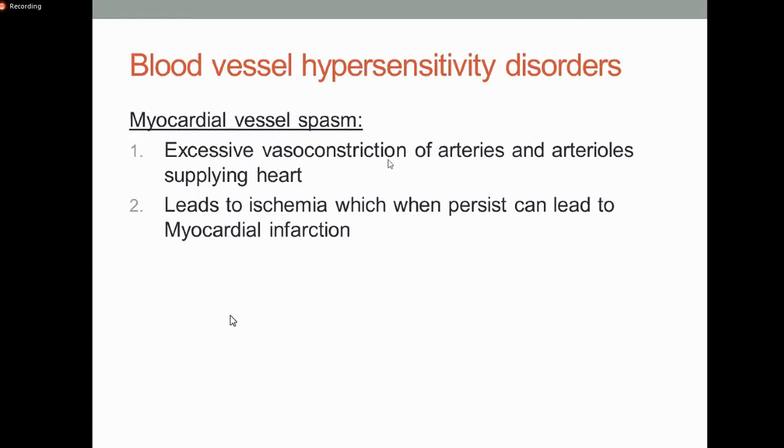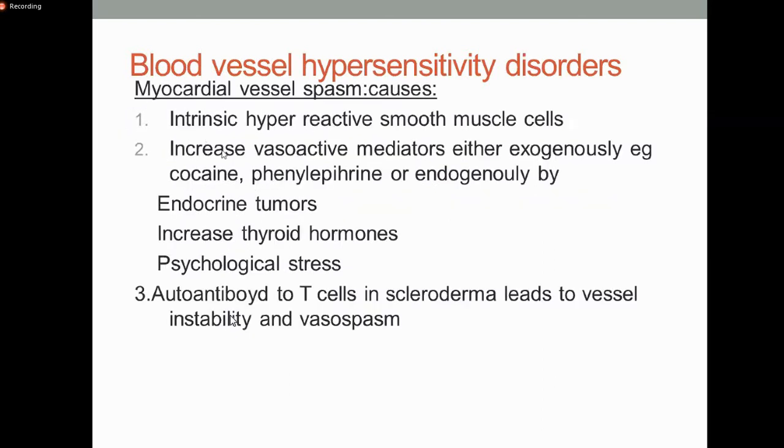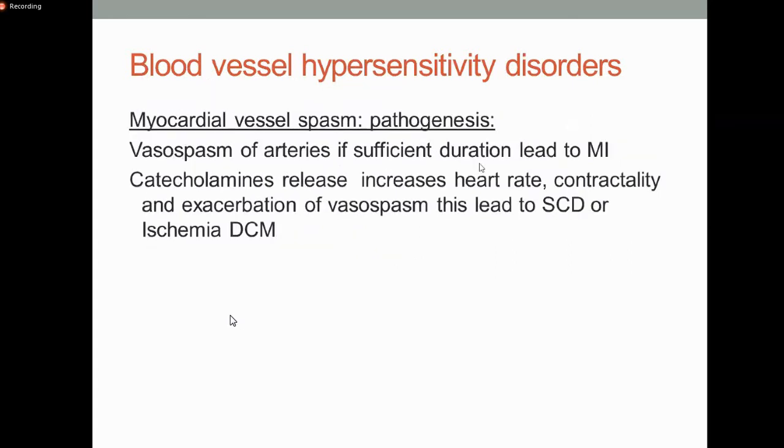Myocardial vasospasm can be seen in cases of arterioles supplying the heart. This is not a type of vasculitis, but it's a hypersensitivity phenomenon that can lead to myocardial infarction. Causes can be intrinsic hyperactive smooth muscle, or increased vasoactive mediators from cocaine in drug abusers, phenylephrine, tumors, autoantibodies, and scleroderma, for example. Vasospasm of arteries, if sufficient, can lead to MI. So this is serious, and sufficient spasm can lead to sudden cardiac death or ischemic dilated cardiomyopathy as well.